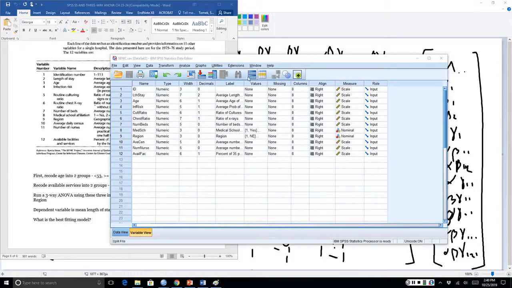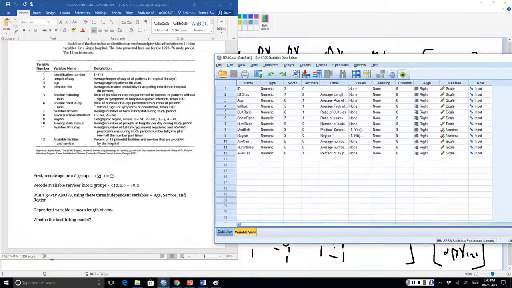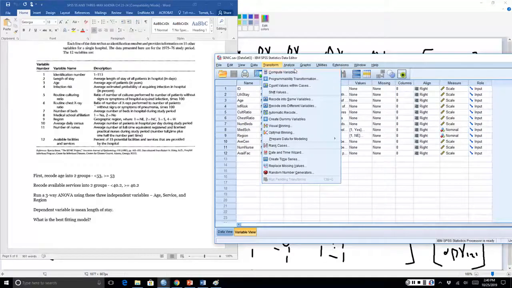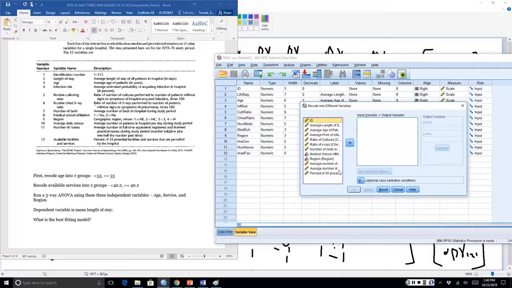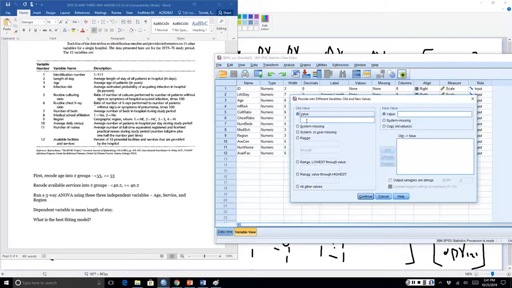All right, last video. We are now looking at the scenic data set. The first thing we want to do is recode age into two groups, either less than 53 or greater than 53. So we are going to go to Transform, Recode into Different Variables. We want the age, which is average age of patients. It's going to be age group. Hit Change. We select Old and New Values.